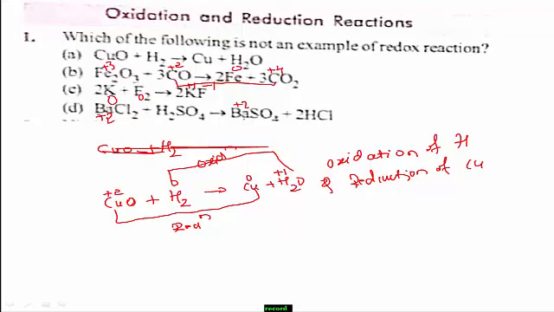Here the redox reaction properties are not observed, therefore it is not an example of a redox reaction. Not a redox reaction. Therefore option D is the right answer. Carefully observe, write yourself and mention the answer. Which one is the right answer? Option D is the right answer, because it is not a redox reaction.